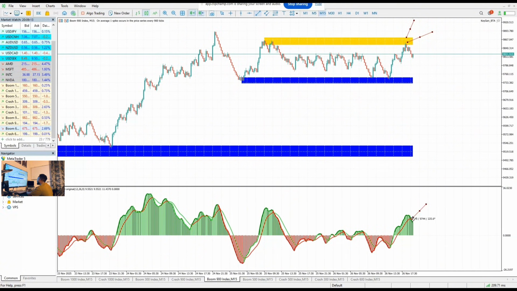We want to wait for a touch of the two lines, the red and the green, while it's above zero right there, as you can see, which means that we can actually enter into this sell trade on Boom 900 and anticipate that price is going to drop to this level.